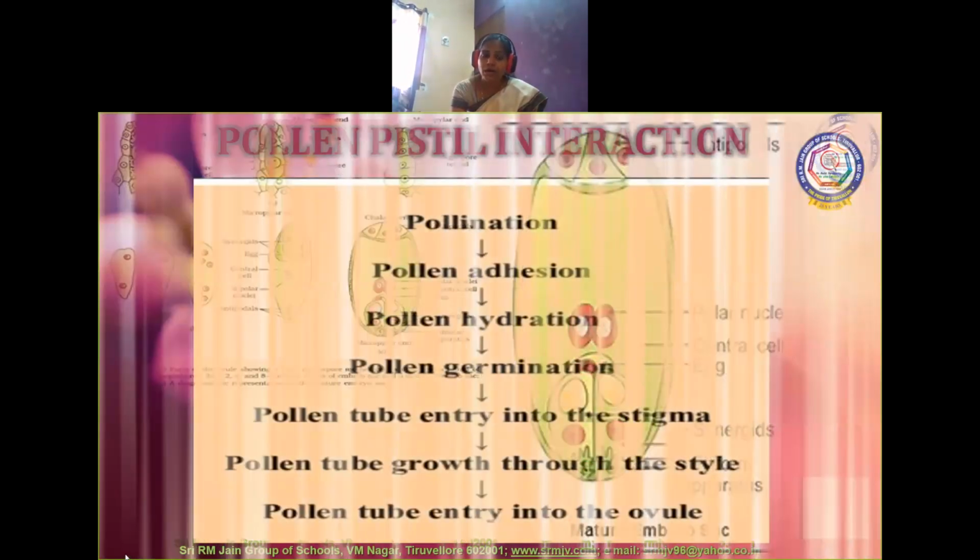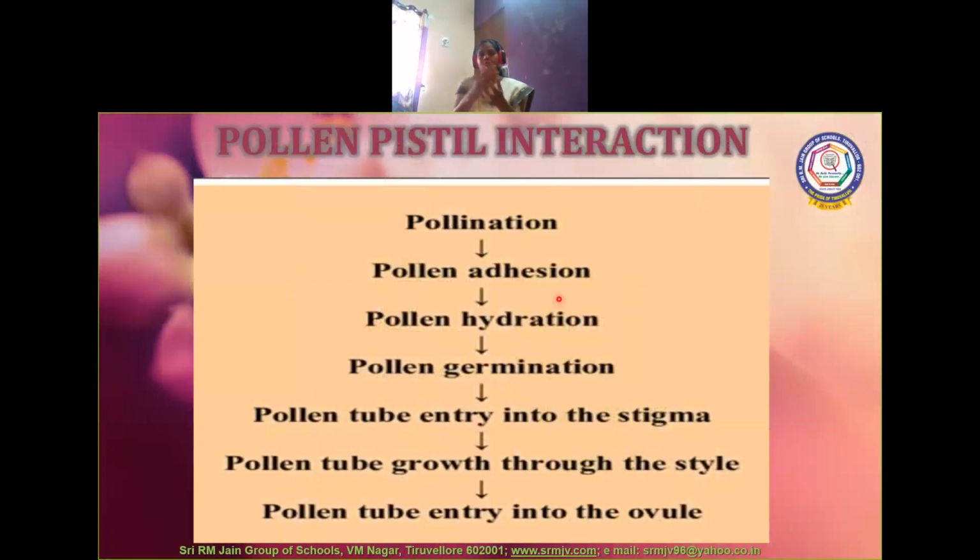Now these are the steps in pollen pistil interaction. First pollination, then deposition of pollen on the stigma. Once it is deposited, the pollen is hydrated. It takes some water present in the stigmatic secretion, and it gets enlarged. As it enlarges, there is a process called pollen germination. We are going to see it in detail. The pollen tube goes towards the ovary by entering the stigmatic tissue through the style. Then it enters the ovule, which is present inside the ovary. We'll see it in detail.